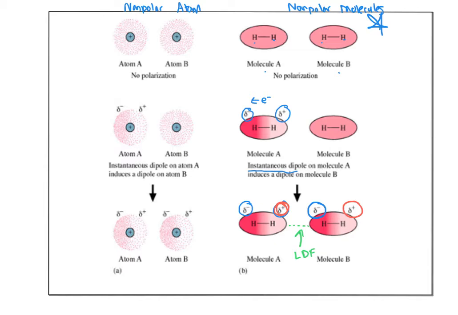Same idea can happen with atoms. Right? Again, this is brief. This is not a permanent partial negative and permanent partial positive. It's a nonpolar molecule having a partial negative and partial positive for a hot second, and then it's gone.